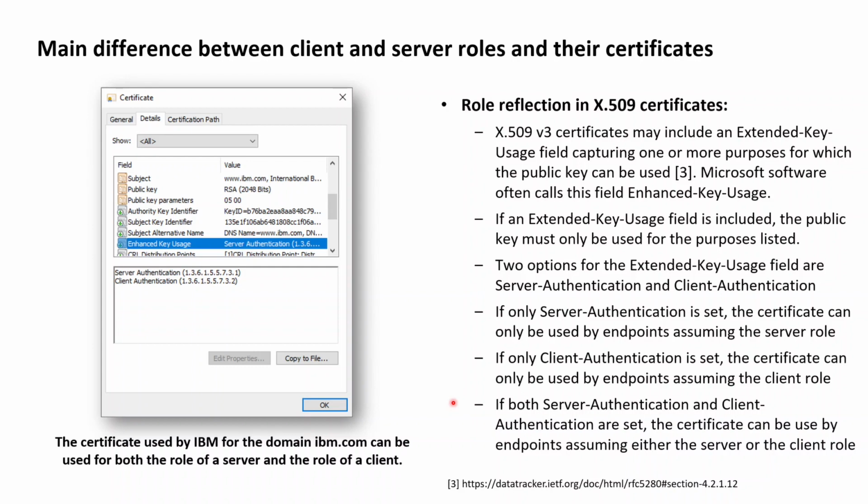On the left side of this slide, I have a picture of the X.509 certificate used by the web server serving IBM's IBM.com domain. If we look into the extended key usage field of this IBM.com certificate, we can see that the intended purpose of the public key contained in this certificate is set to both server authentication and client authentication, indicating that this certificate serving IBM.com could be used for either server authentication or client authentication.